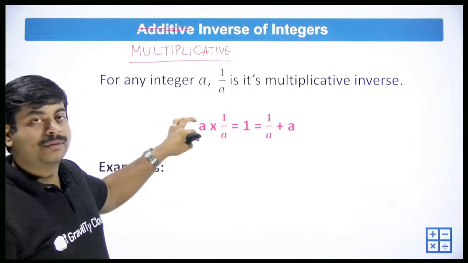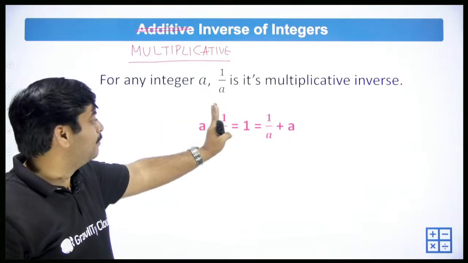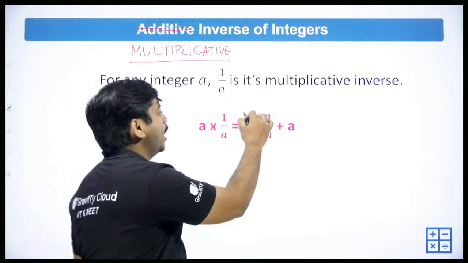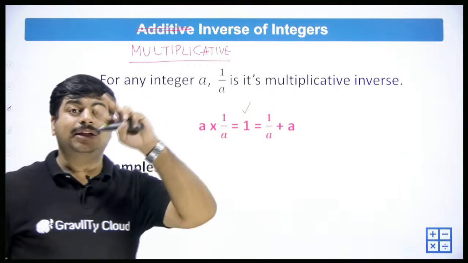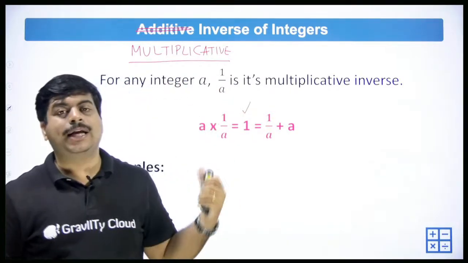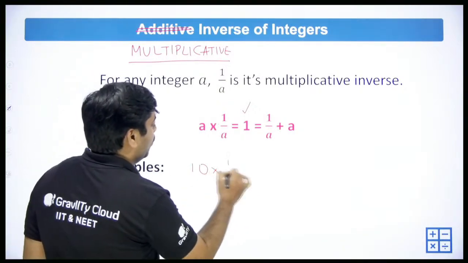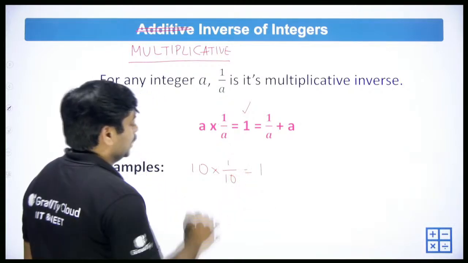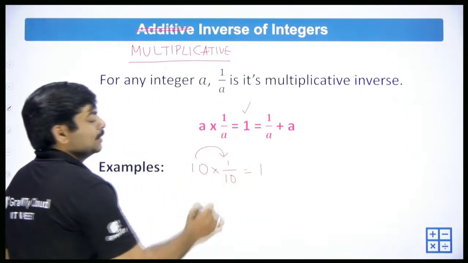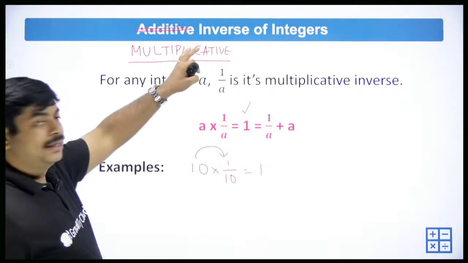For the number A, you need to multiply with some number so that you can get 1 back. In additive, it is 0. In multiplicative, it is 1. So for the number 10, you need to multiply with 1 by 10 to get the value 1. So for the number 10, 1 by 10 is the multiplicative inverse.